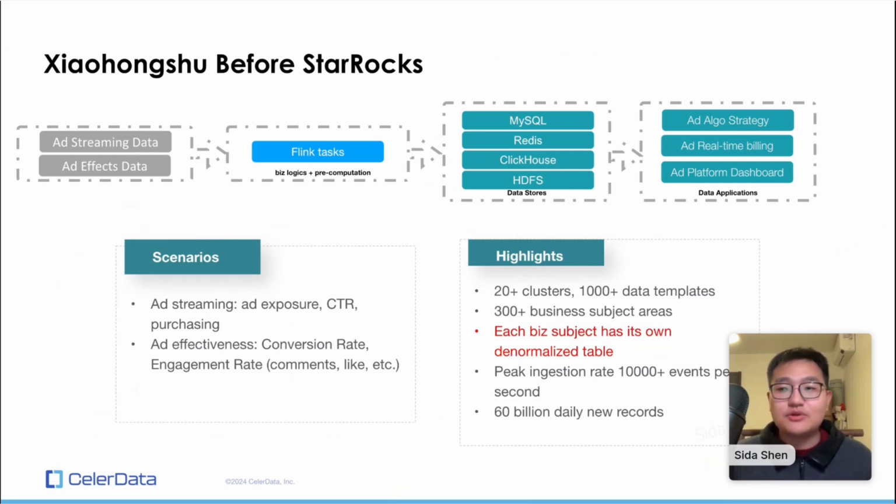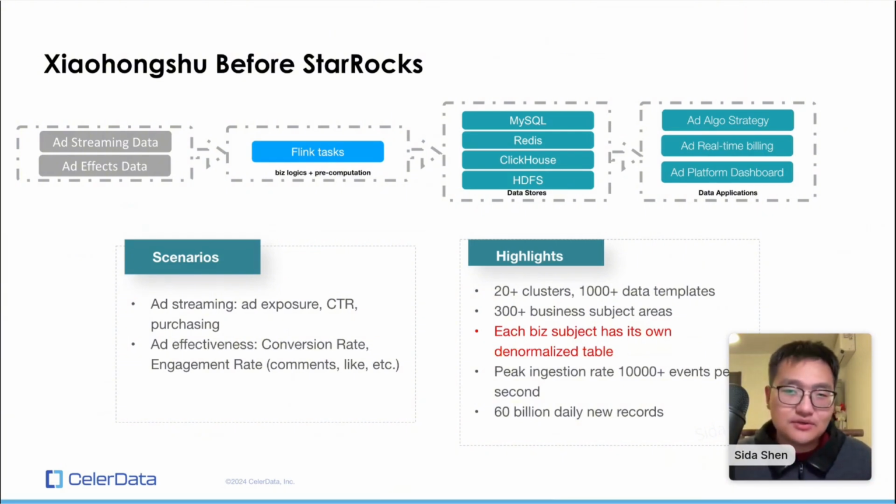And the scenarios for ads are mostly two, right? So first is ad streaming, right? Those ad exposures, click-through rate, purchasing, and how well the ads are doing, right? Like conversion rates, engagement rates, comments and likes, and aggregated results of those, right?